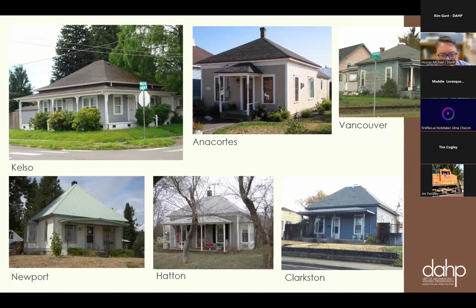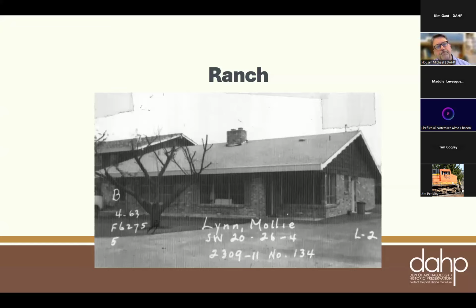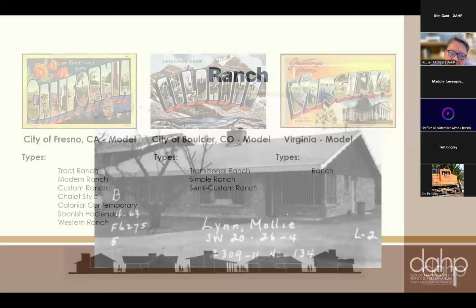Same with the American Foursquare, sort of four equal size rooms inside as one of the character features, but not getting too much into floor plans because we don't get inside buildings a lot when we're doing survey work. So easy to spot from the street. Moving forward to talk about sort of the ranch house. I think everybody knows a ranch house when they see a ranch house, but how do you classify these things in terms of their form?